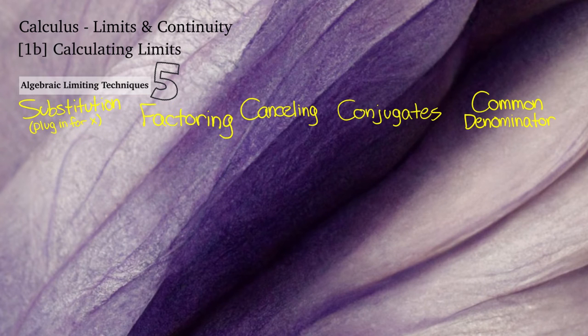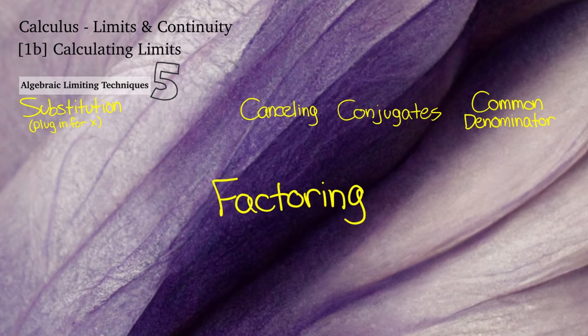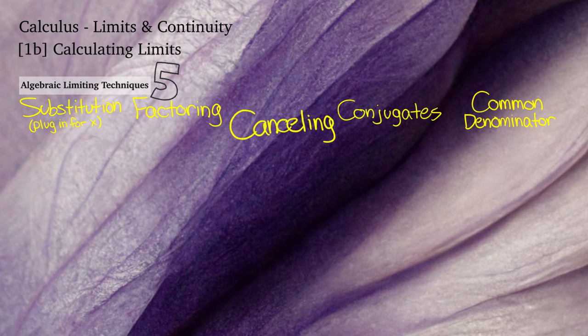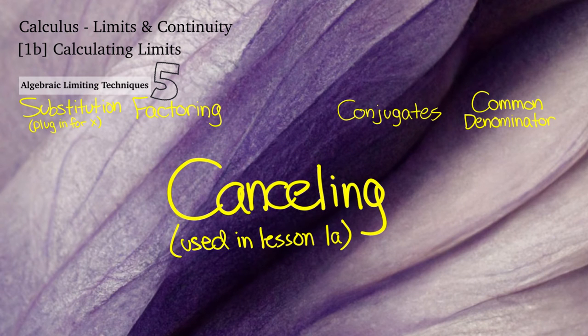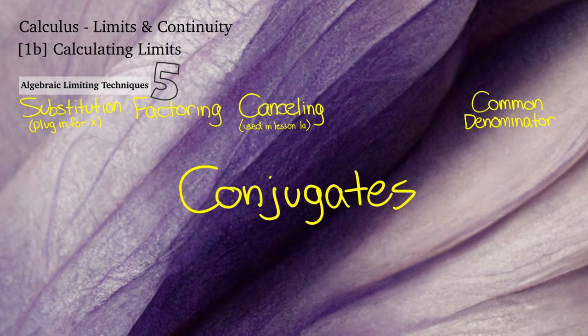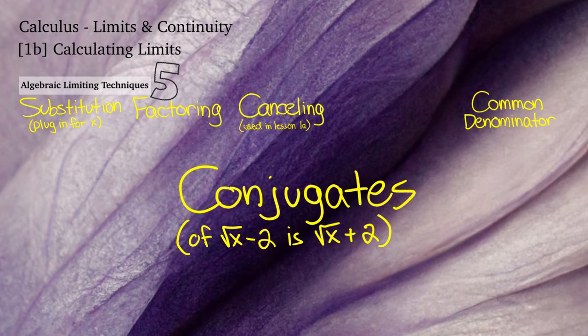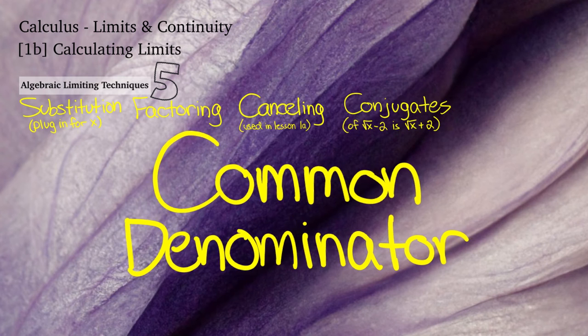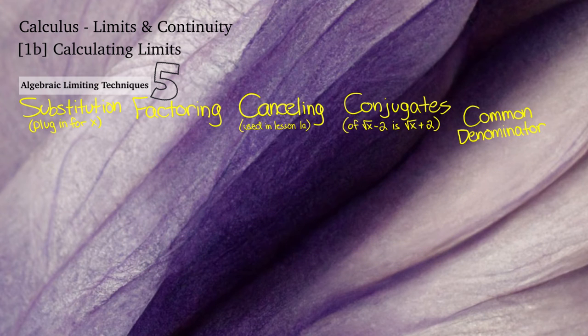The example that we'll do involves factoring and substitution. We use the canceling technique in the first example of lesson 1a. For conjugates, remember that the conjugate of something like the square root of x minus 2 is the square root of x plus 2. The first term stays the same, and the second term's sign changes. And I hope you're good with finding common denominators because we're not going to do one together.